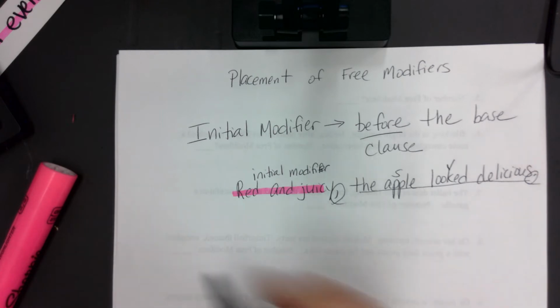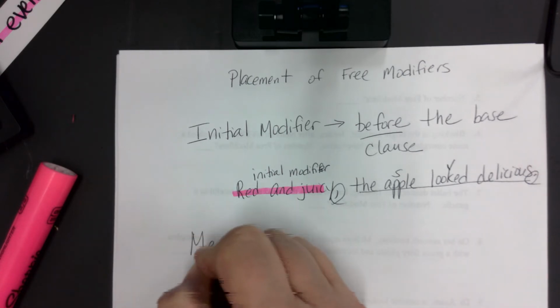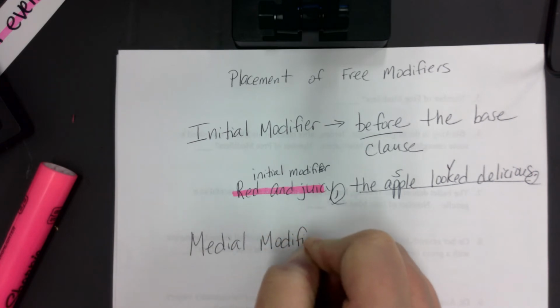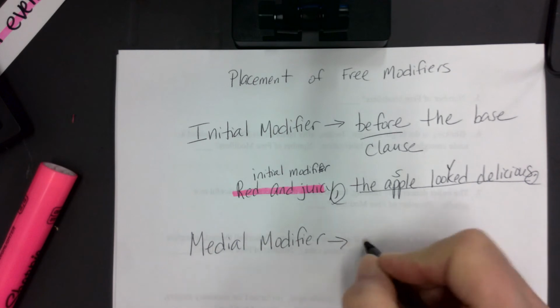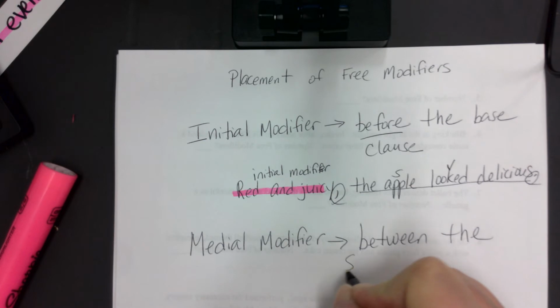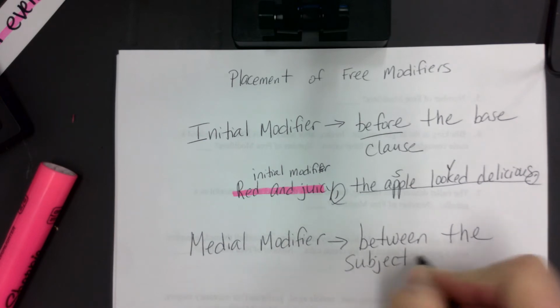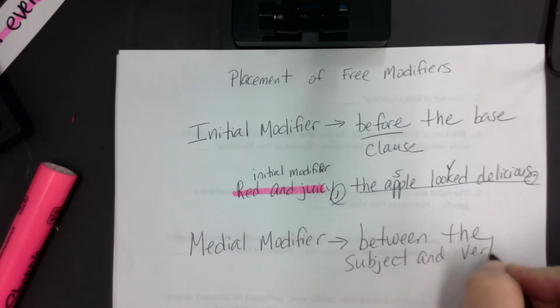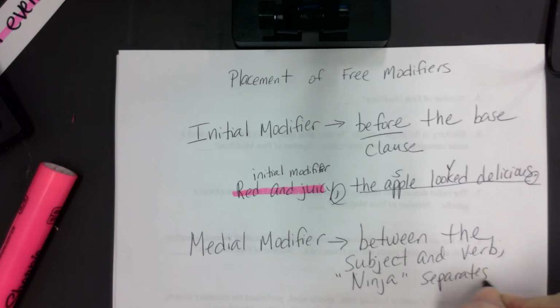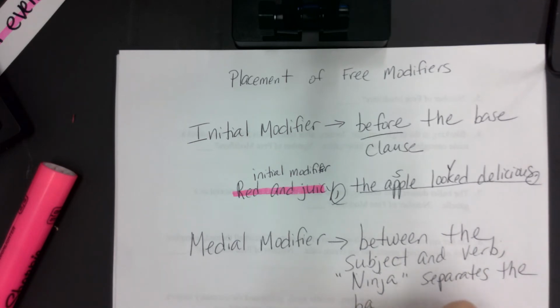Okay? Right, the second kind is that tricky kind, the medial modifier. It comes between the subject and the verb. It's the ninja. Okay, it comes along and it kind of karate chops that base clause apart. It separates the base clause into 2 pieces.